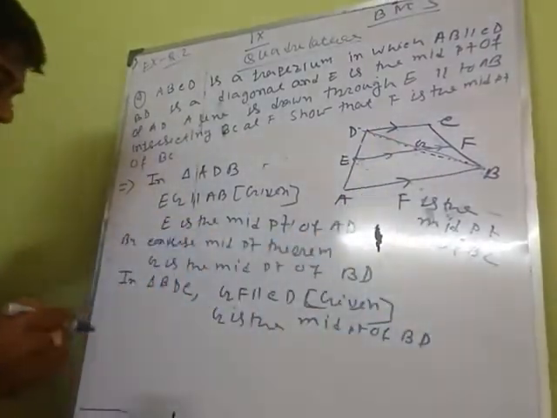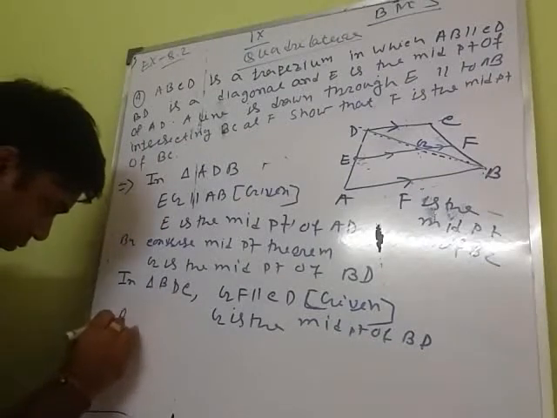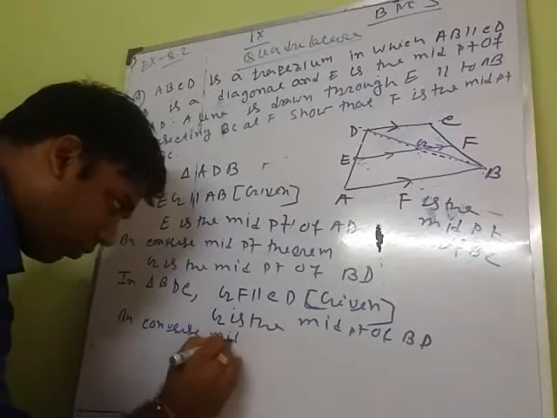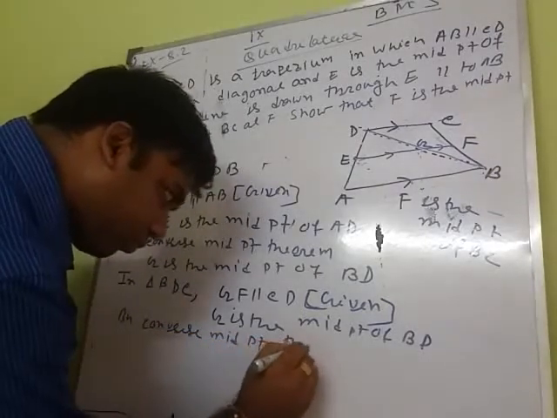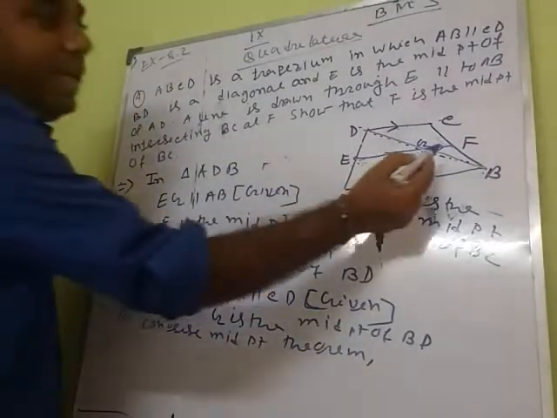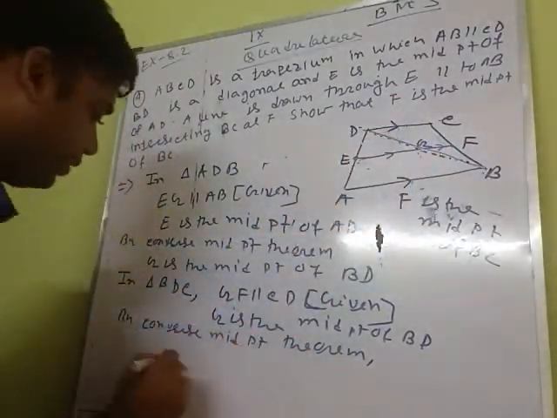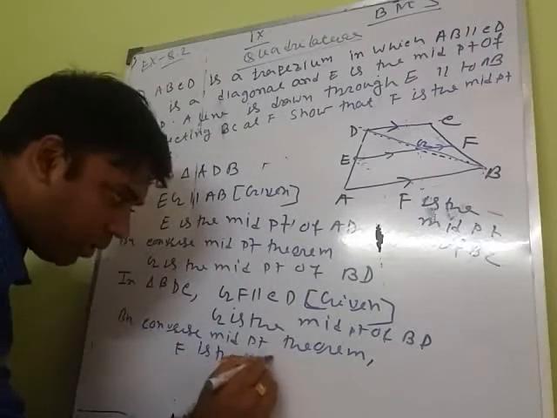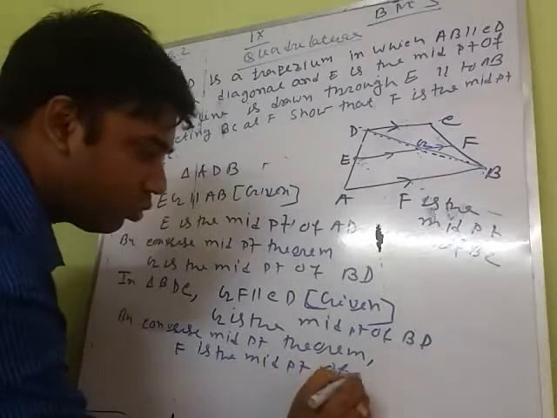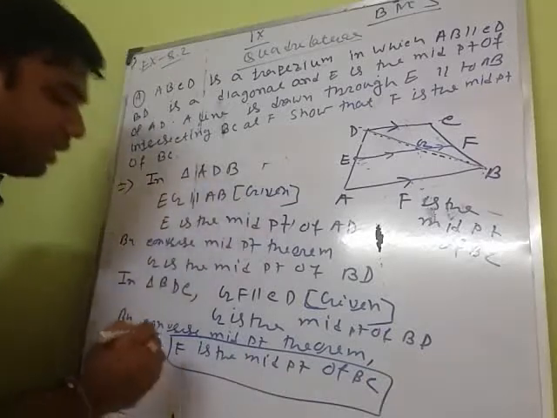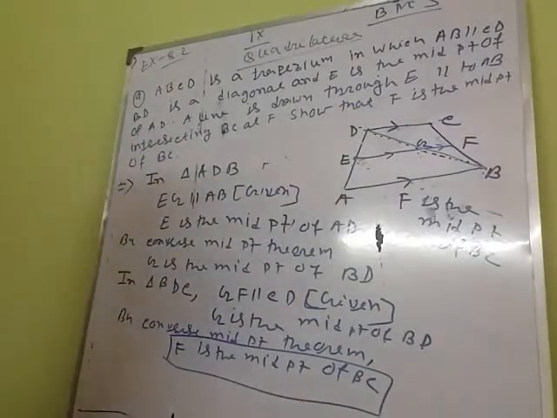Then by the converse midpoint theorem, what can you say? That F is the midpoint of BC. So this is our required proof. We proved this by using the converse midpoint theorem of a triangle.